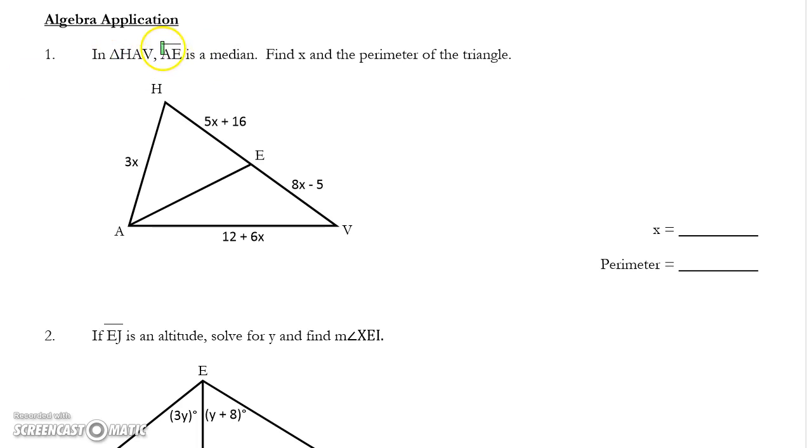In this case, we are told that segment AE is a median. So we have to recall median, we have to think midpoint. So if AE is a median, then E is a midpoint. That's our key, one major idea with medians. So if I want to find x and the perimeter of the triangle, the only thing I know is that E is a midpoint. So I'd set 8x minus 5 equal to 5x plus 16. Algebra would tell me that 3x is equal to 21 and x equals 7.